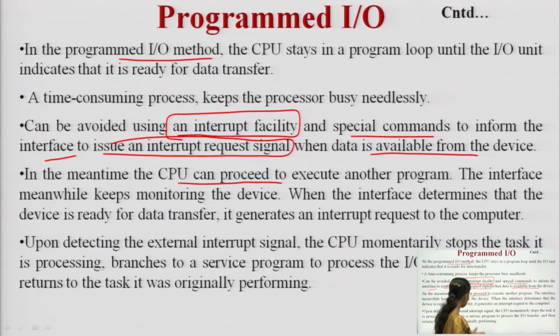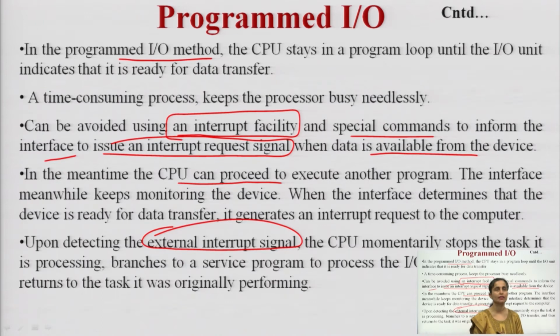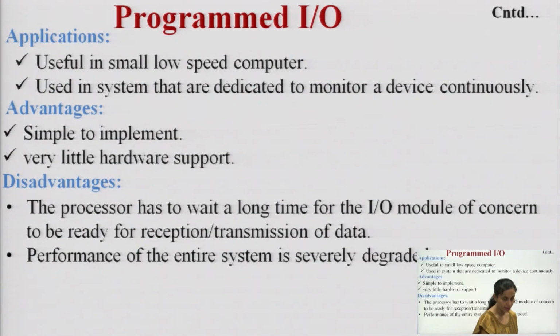So, upon detecting that external interrupt signal, the CPU momentarily stops whatever task it is doing and branches to the service program to switch over that IO transfer, and after that IO transfer is completed, it automatically returns back to the task it was performing earlier.